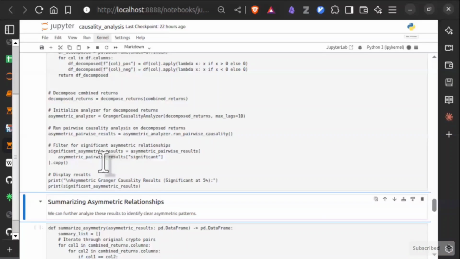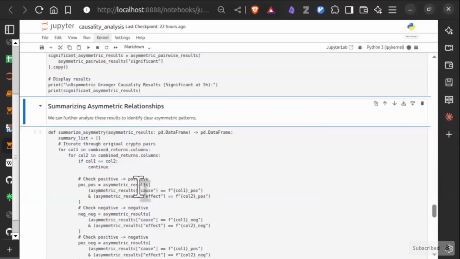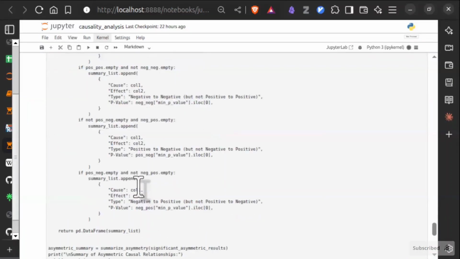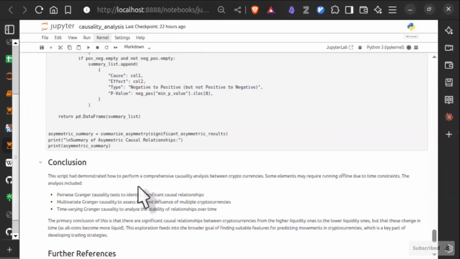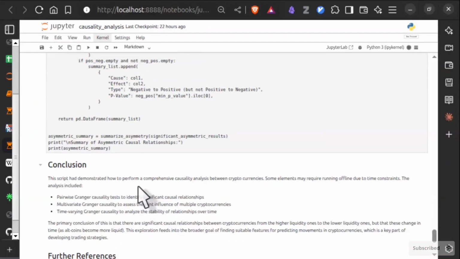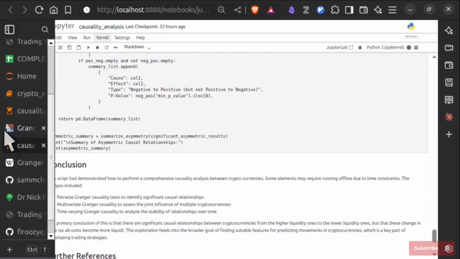One way or another, we're going to summarize the asymmetry. That was the goal, and do a conclusion. And the conclusion, basically, I can jump ahead. As far as I know, there is some asymmetry. Can you show us where you extract the data? Oh yeah, sure. I can show you again where you extract the data from Binance. That's absolutely good, and I'll share that with you.